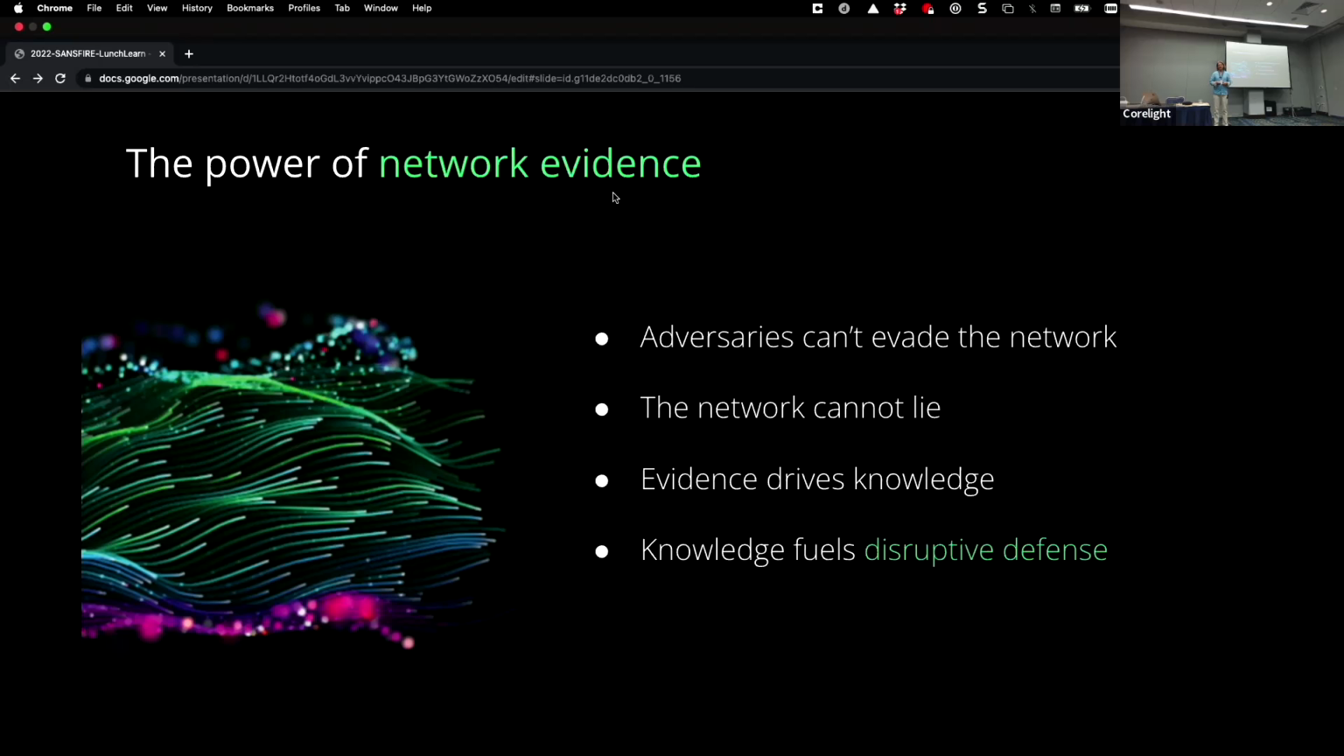And last, this is what helps you be disruptive. As I started off the presentation, the adversary is going to get in. I mean, hands down, they will. The question is, can you stop them before they achieve their objective? You don't know what their objective is. Is it getting information? Is it ransomware? What you want to do is, before they can actually successfully complete that mission, disrupt them. And the network evidence gives you the power to do that.